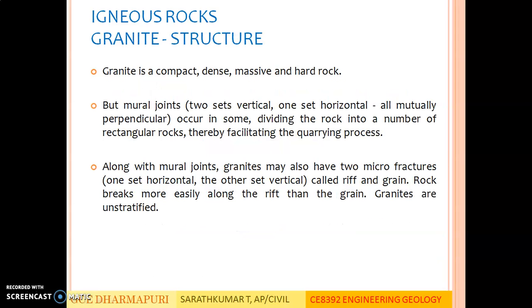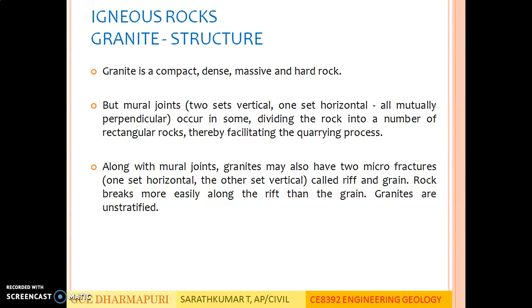Granite structure. Granite is a compact, dense, massive and hard rock, with mural joints. It has two sets of vertical and one set horizontal, all mutually perpendicular, dividing the rock into a number of rectangular blocks, thereby facilitating the quarrying process.